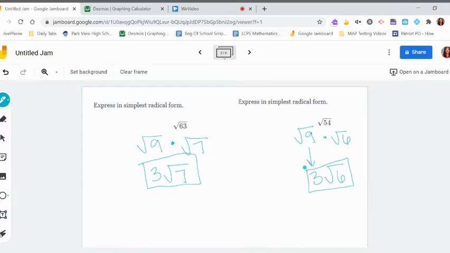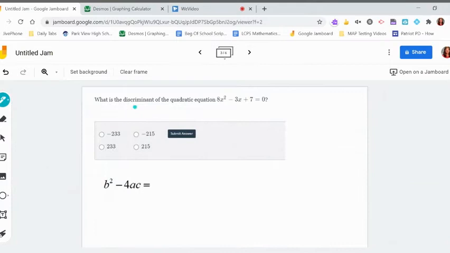Okay. All right, let's shift gears a little bit to the discriminant. What is the discriminant of the quadratic equation 8x squared minus 3x plus 7 equals 0? The discriminant is this formula down here, b squared minus 4ac. This is a quadratic equation because it's equal to 0. If it's not equal to 0, you'd have to do some rearranging first. But since it's equal to 0, I can label a, b, and c.